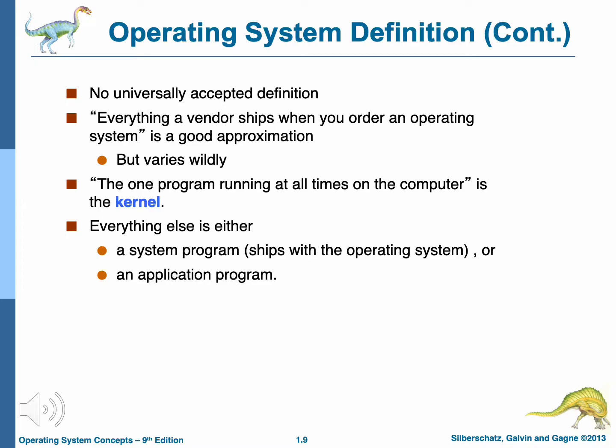A more common definition, and the one that we usually follow, is that the operating system is the one program running at all times on the computer, usually called the kernel. Along with the kernel, there are two other types of programs: system programs, which are associated with the operating system but are not necessarily part of the kernel, and application programs, which include all programs not associated with the operation of the system.